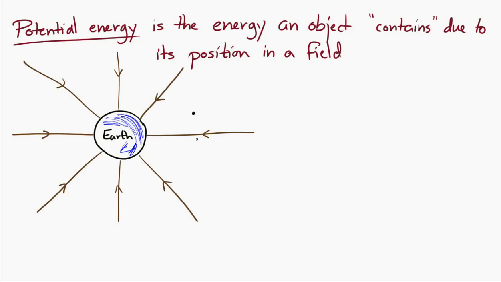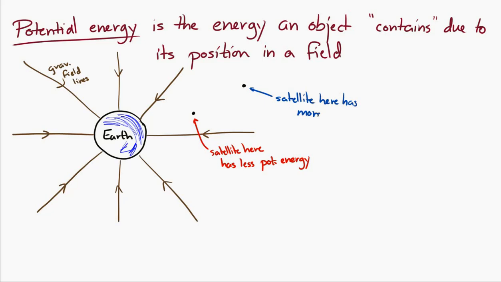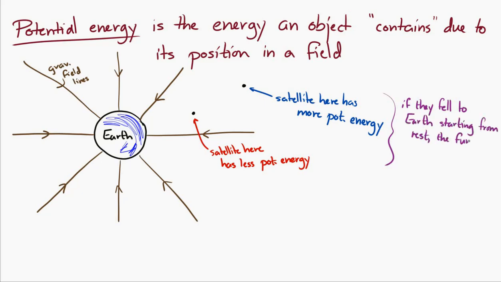Let's say here's the Earth. Here are the gravitational field lines around the Earth. And then let's say we have two identical satellites, one here and one here. The satellite that's closer to the Earth has less potential energy than the satellite that's farther away from the Earth. One way to think about this is if both of the satellites begin at rest and both just fall down to the Earth, the one that's further away, when it reaches the surface, is going to lose more potential energy in that travel, and it's going to gain more kinetic energy, right? It's going to be moving faster when it hits the Earth.